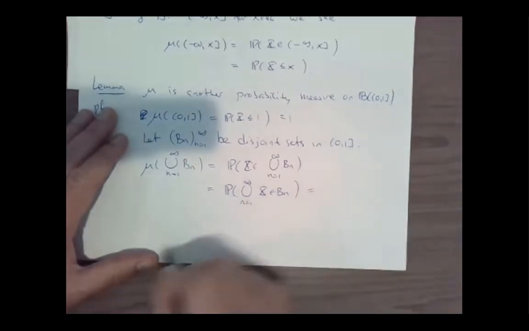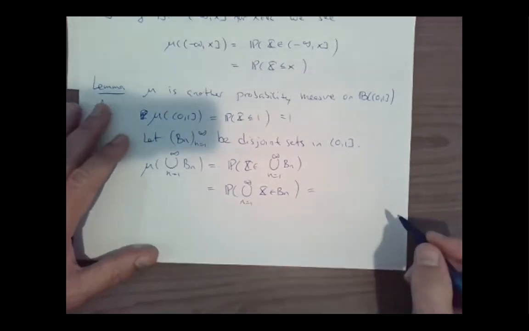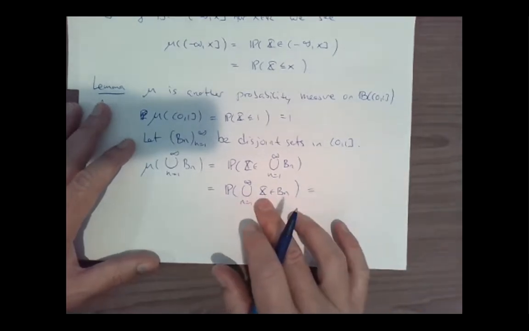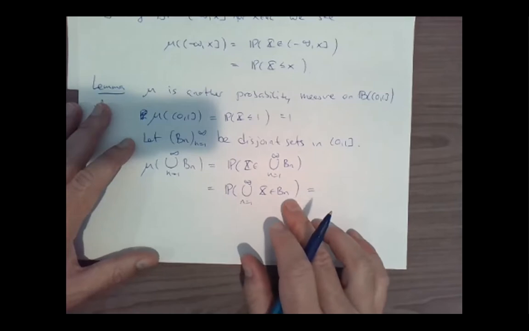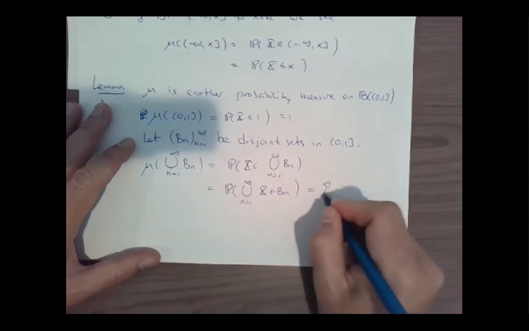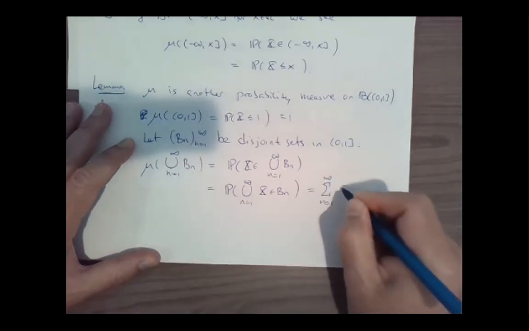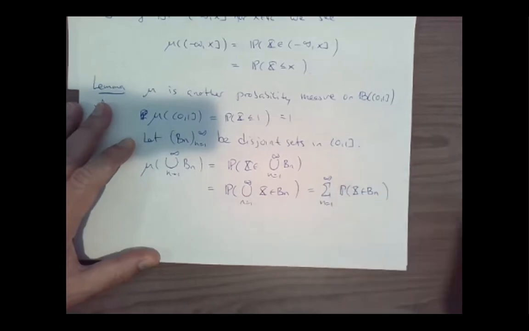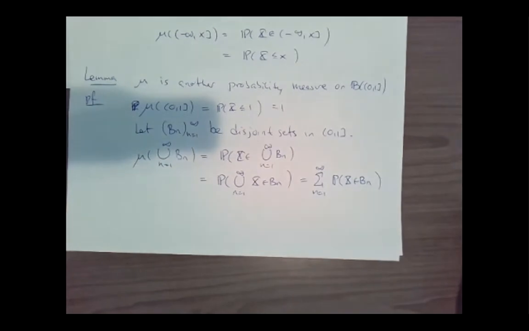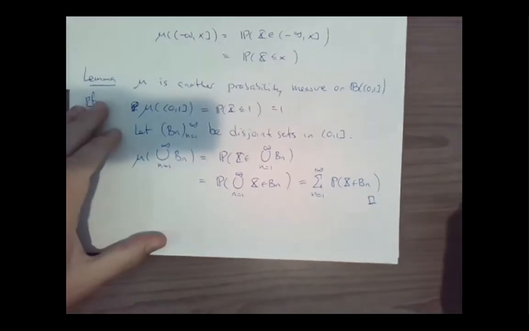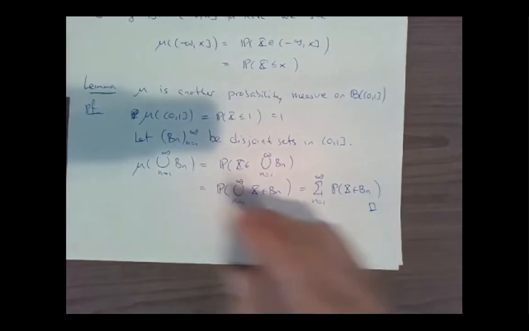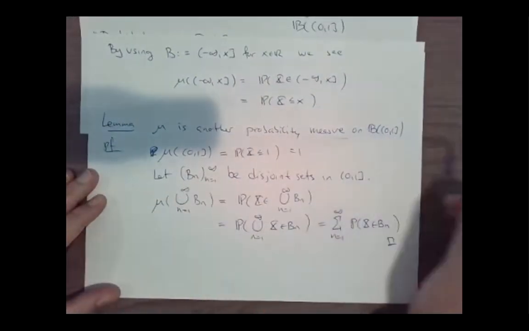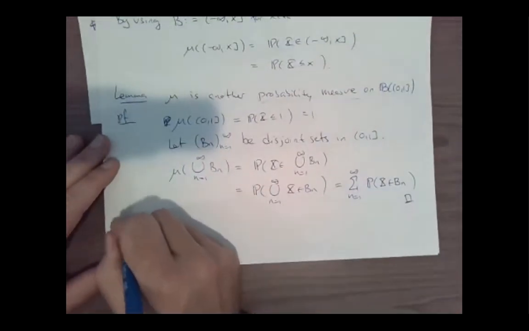And then I use that. I'll use that these are disjoint sets because the B_n's are disjoint sets. I'll pull it out. I'll get the property that I want. So this mu here, this is really a probability measure on 0 to 1. So this can be extended.